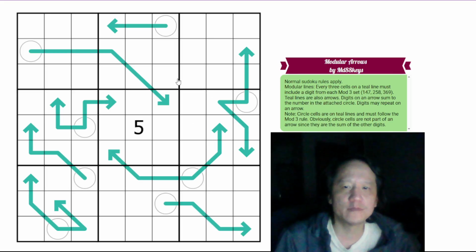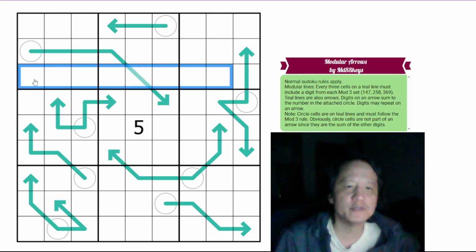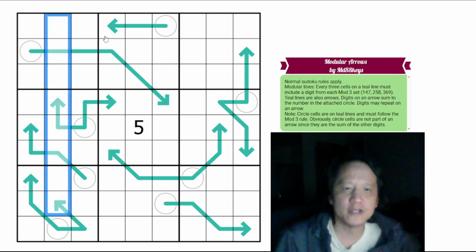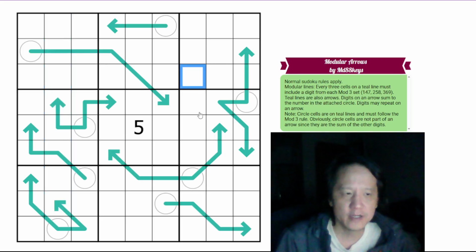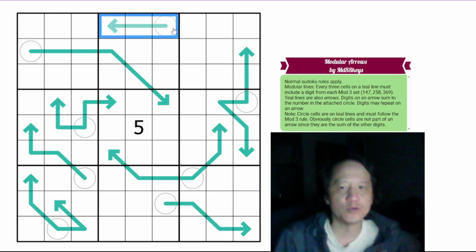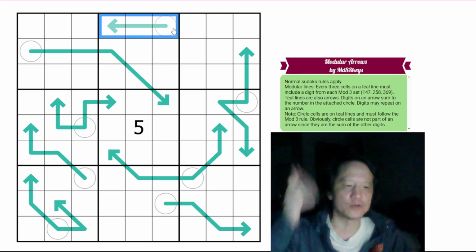Normal Sudoku rules apply, which means in every cell in the grid, place a single digit from 1 through 9 such that there are no repeats in any row, column, or designated 9-cell region, which is a box in this case. We have modular lines, where every 3 cells on a teal line must include a digit from each mod 3 set, which is 147, 258, or 369.